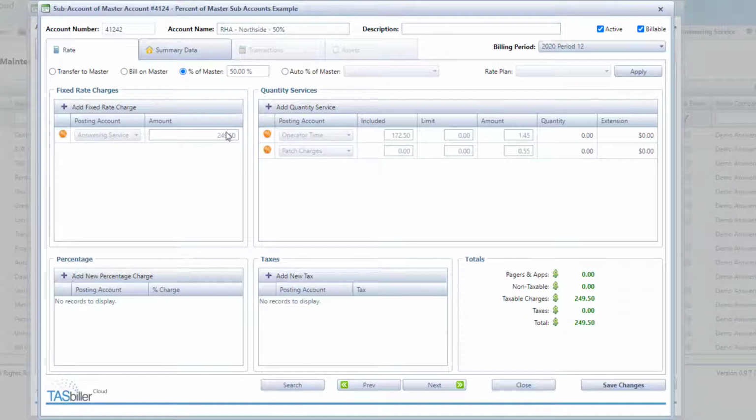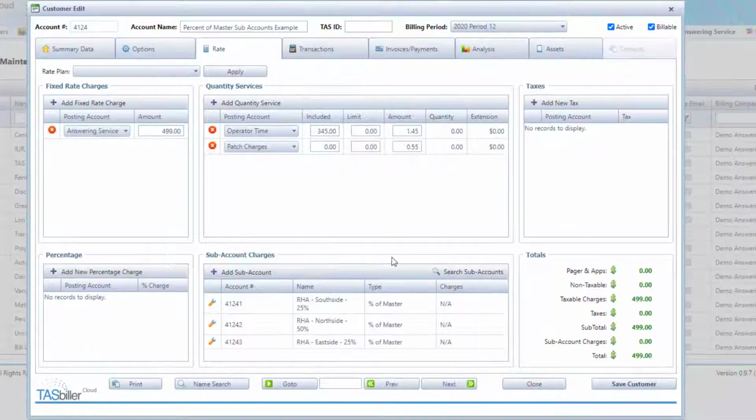So if you were to look at the percentages being calculated here based on 50% in this case, you'll find that these numbers are exactly half of what you see here on the master account's rate tab. So percent of master is saying the rate plan of the master gets divided up between the sub-accounts based on a predetermined percentage.